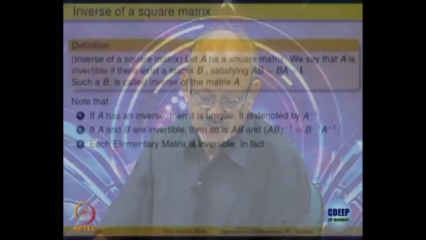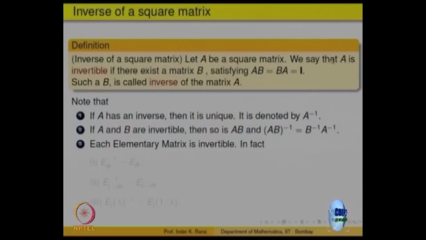So to say that something like an inverse exists, we have to put a condition that A is a square matrix of any order. We say A is invertible if there is a matrix B such that A into B and B into A both are defined. They will be defined if B is also of the same order as the matrix A, right, and equal to identity matrix. A into B, that means multiplying A on the right side by B or multiplying A on the left side by B, both products should be equal and equal to identity matrix.